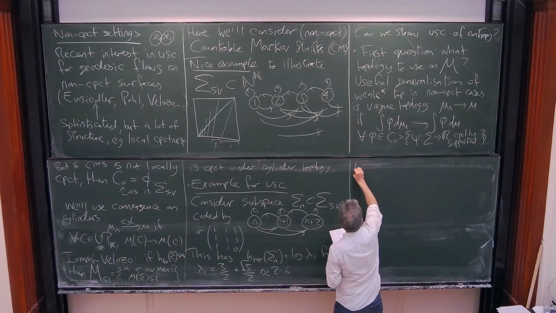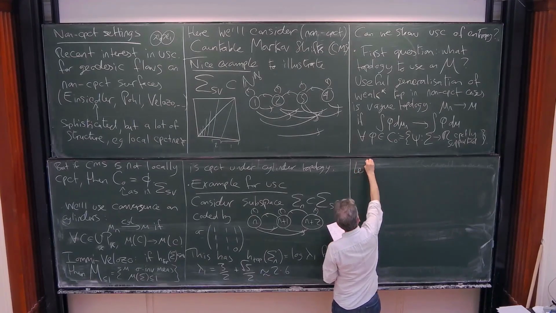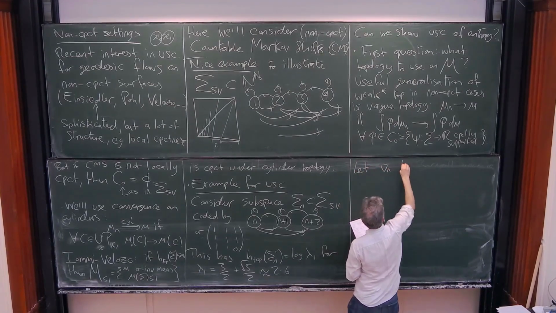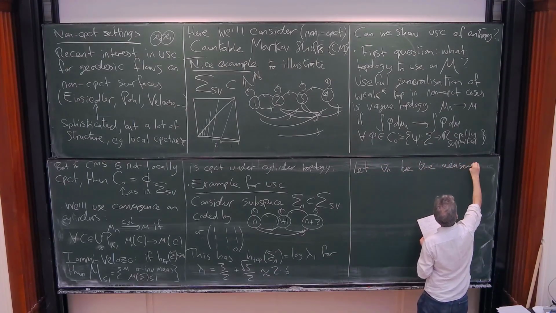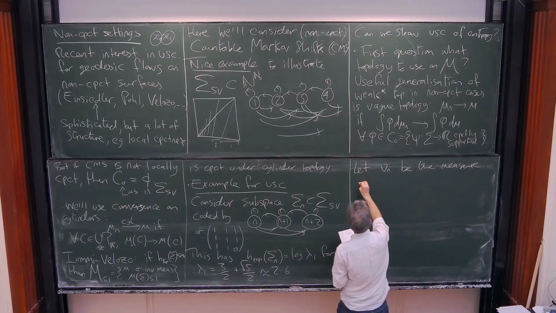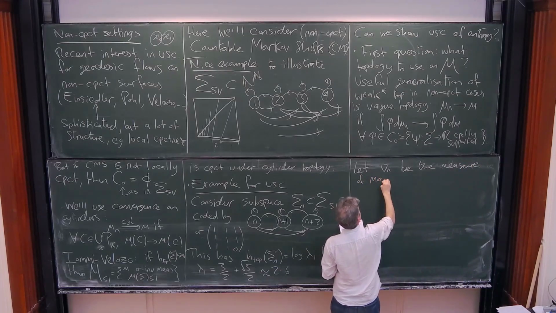Okay, so let nu n be the measure of maximal entropy, and again this is a classical object.